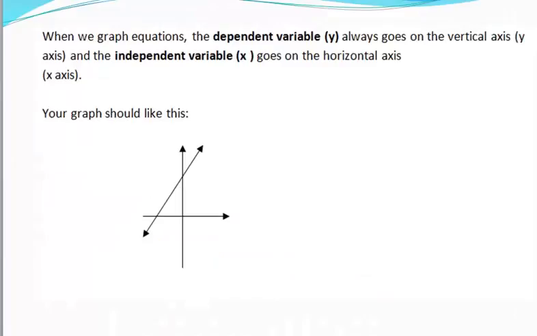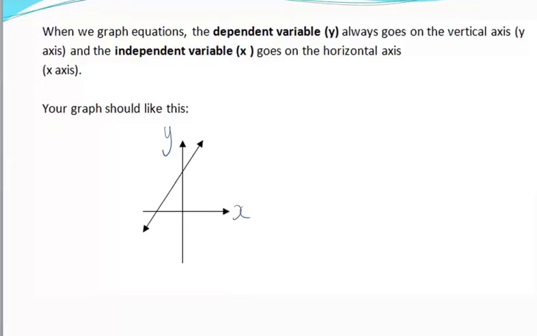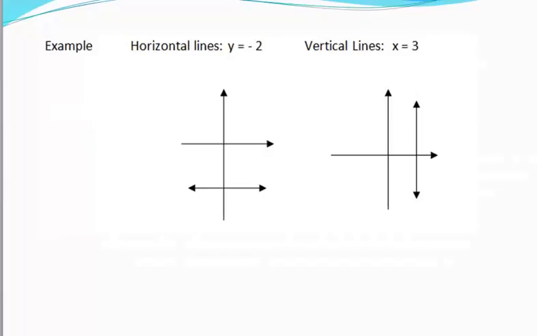So we can plot these on our graph. Our dependent variable always goes on the vertical axis, and our independent variable always goes on the horizontal. So our graph should look like this one here. We have some other examples. Our horizontal line, y is equal to -2. Here it's always going to be y is equal to -2. This is our point -2 on our y-axis, and our line just continues on from that point. And we have our vertical line, x is equal to 3. No matter what our y is, our x is 3.